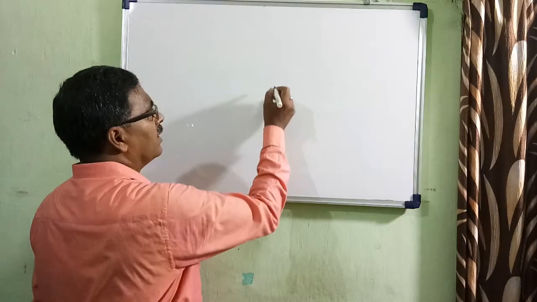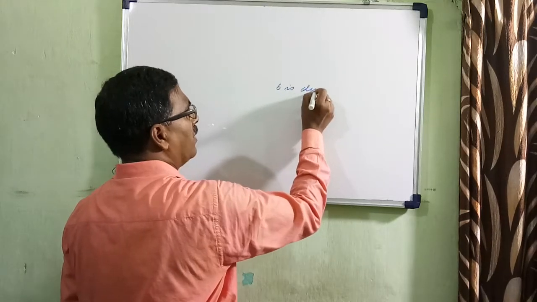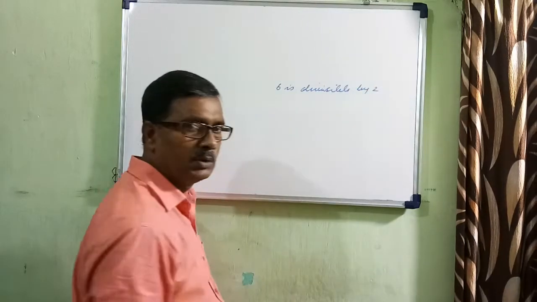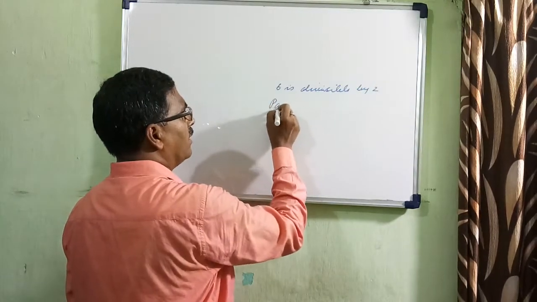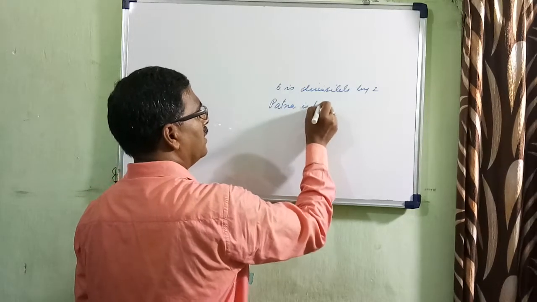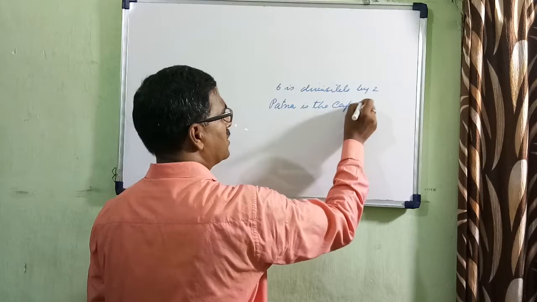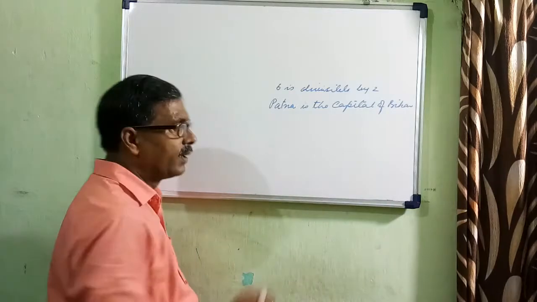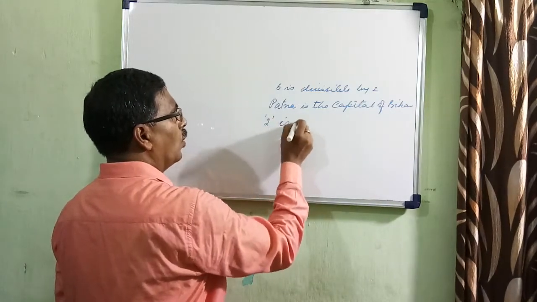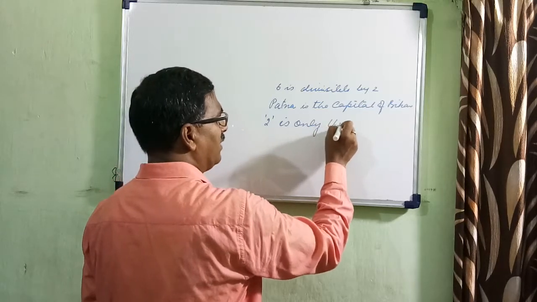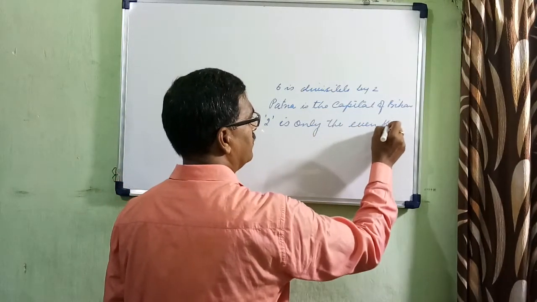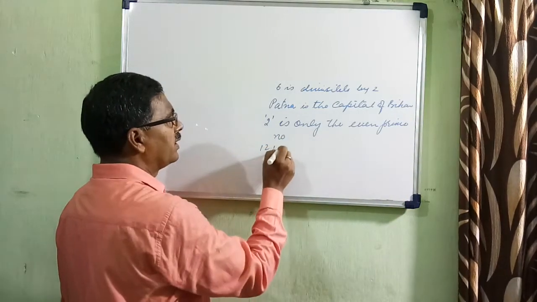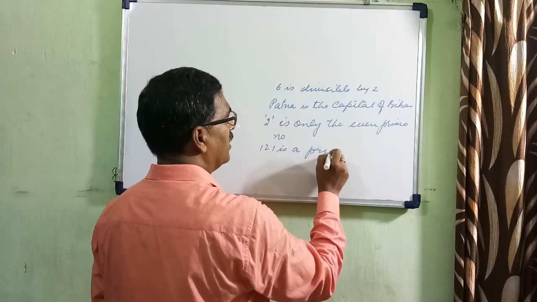A statement is a kind of sentence which can be judged whether it is true or false. Suppose I say: 6 is divisible by 2. Patna is the capital of Bihar. 2 is the only even prime number. 121 is a prime number.